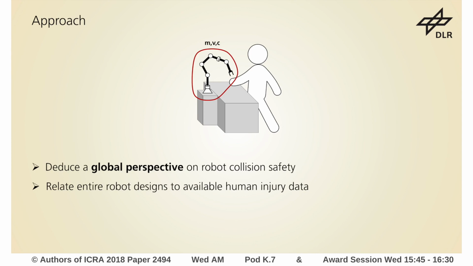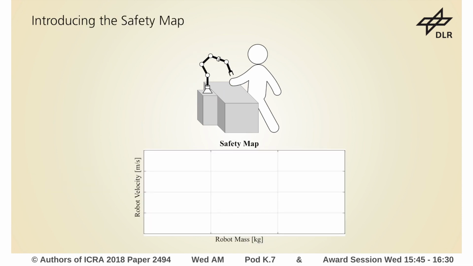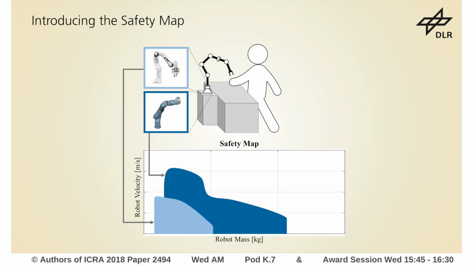In this paper, we take our approach one step further. We deduce a rather global perspective on a robot's collision safety. We relate entire robot designs to available human injury data. We propose the concept of a safety map, a unified representation of global or task-dependent robot dynamic properties and human injury data. In the plane spanned by the robot reflected mass and velocity, we can represent entire robot designs in terms of their mass-velocity range.